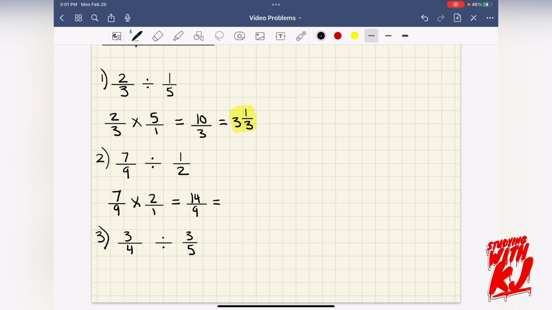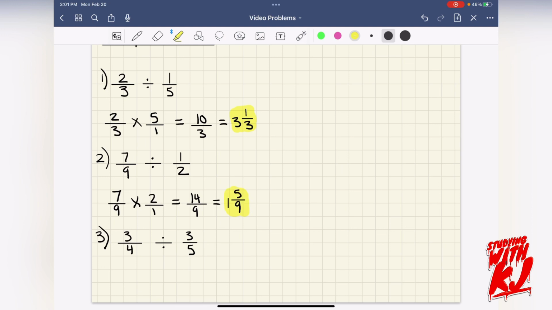So now let's change this 14 over 9 to a mixed number. So how many groups of 9 can go into 14? 1. So 1 will be our whole number of our mixed number. And then our remainder will be 5, because you need 5 more to get to 14 from 9. So 5 will be our numerator. And then we'll keep our denominator of 9 the same. And that will be our answer, 1 5/9.